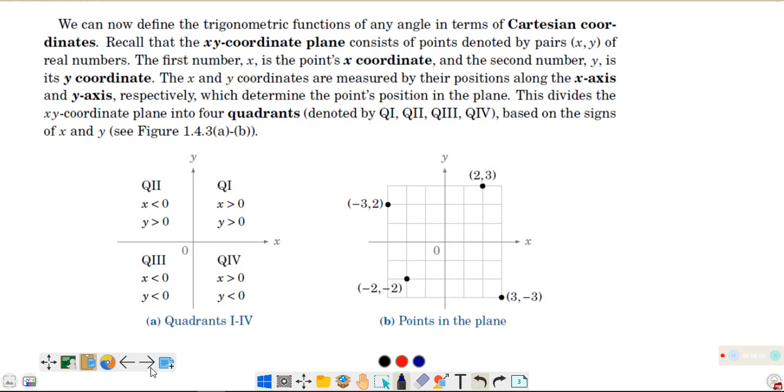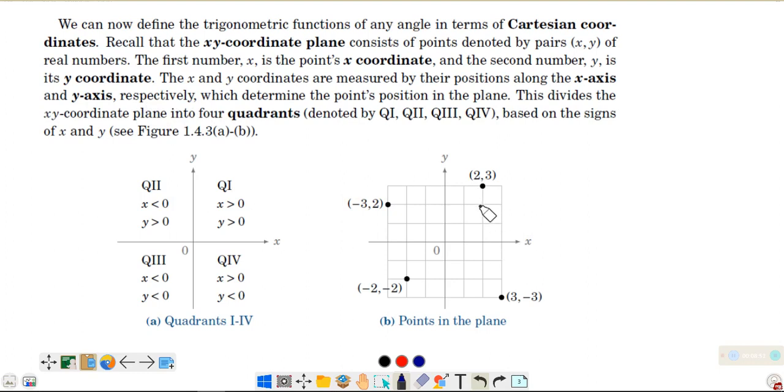We can now define the trigonometric functions of any angle in terms of the Cartesian coordinates. So, sana tanda pa po kung paano mag-plot ng point sa Cartesian coordinate plane. Recall that the xy coordinate plane consists of points denoted by pairs xy of real numbers. The first number x is the point's x coordinate. So, lahat ng nandito sa vertical line ay y, lahat ng nandito sa horizontal line ay x. And the second number y is the y coordinate. The x and y coordinates are measured by their positions along the x-axis and y-axis respectively.